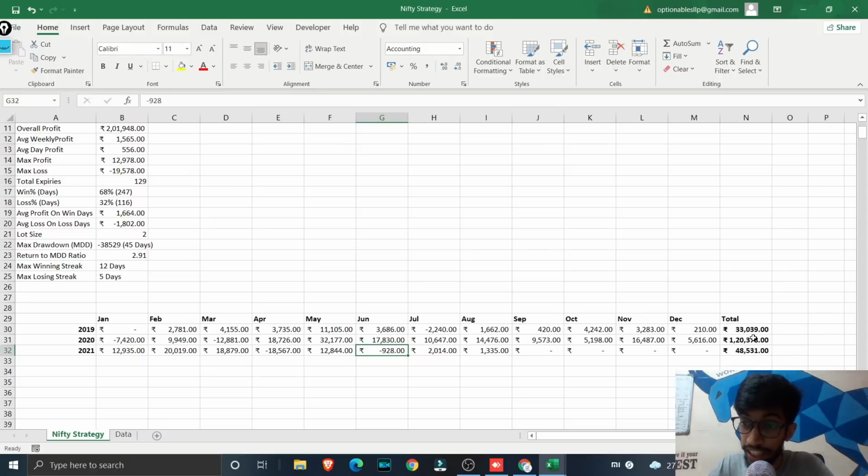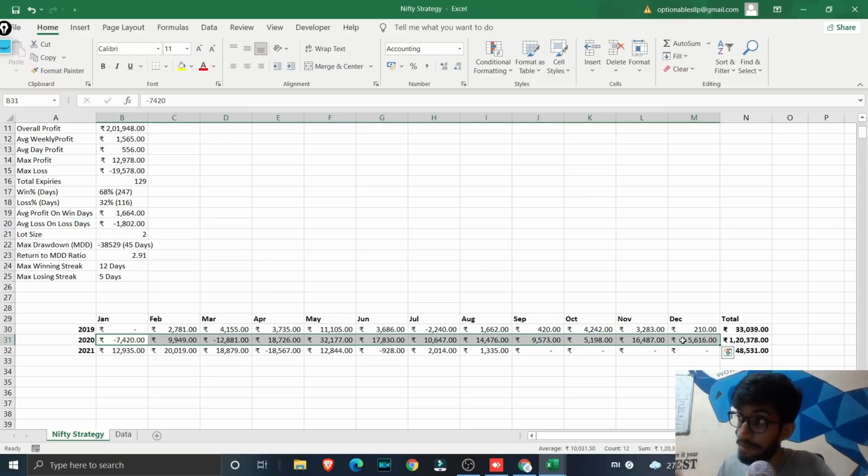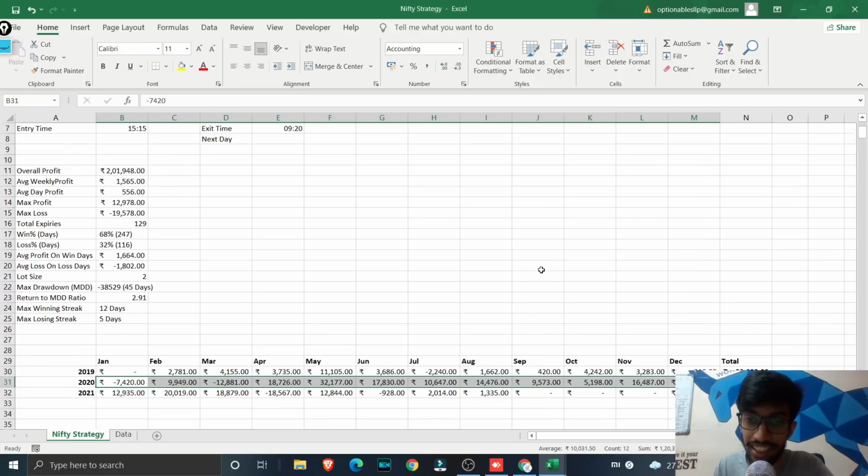So even during COVID, when the markets actually fell so much, in March and all, the markets actually came down so much, and you can see that the very next month you have recovered. So March it fell so much, but in April you have made 18,000 and recovered whatever you lost in March. And similarly in May you have made 32,000. So actually 2020, in spite of COVID, where the market actually fell 30%, it turned out to be a very positive year for you by using this strategy.